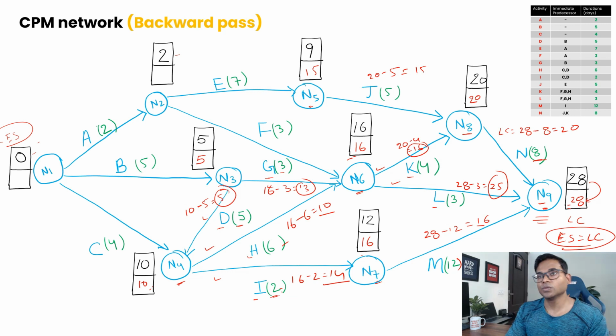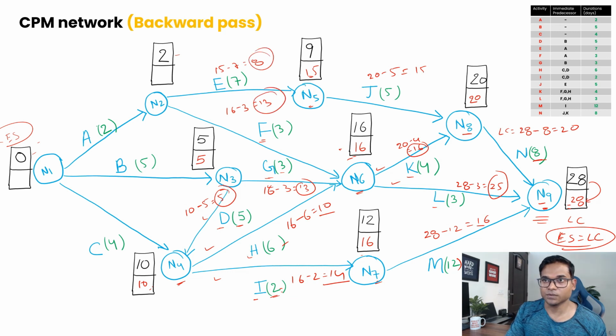Now let's move to node number 2. At node 2, 15 was the last LC calculation, so 15 minus 7 is 8. Now for this one, F, which represents activity F, 16 was the LC, so 16 minus 3 is 13. So we have 8 and 13, and out of those 8 is the minimum, so this will be your LC here. Okay, now we have come here: N2, N3 are finished, N4 is finished.